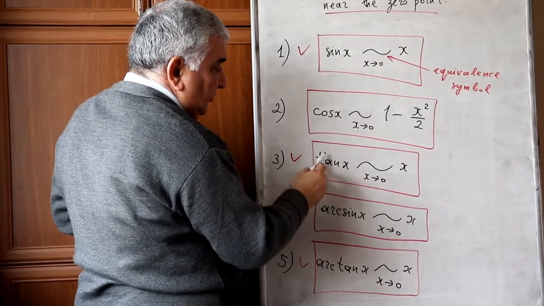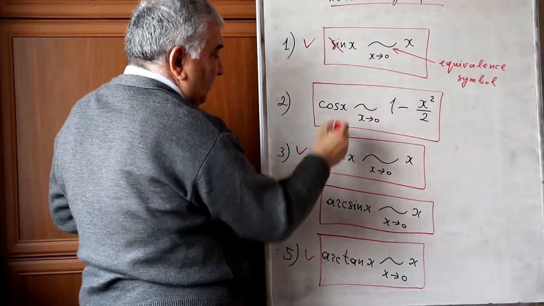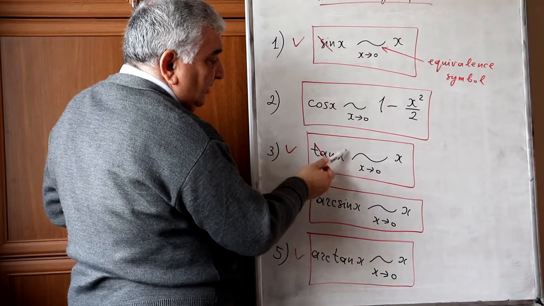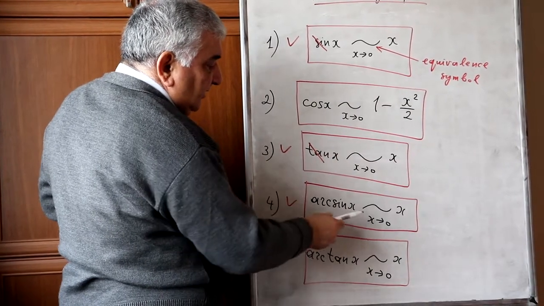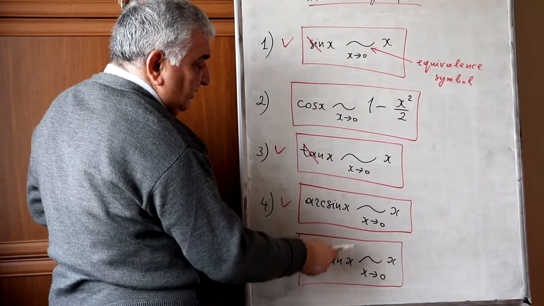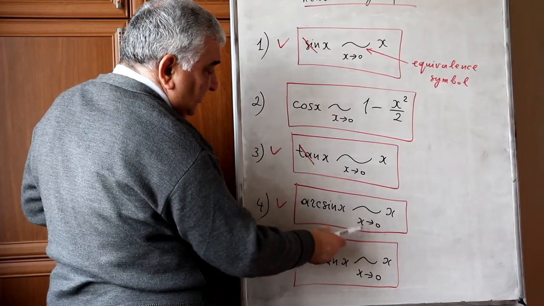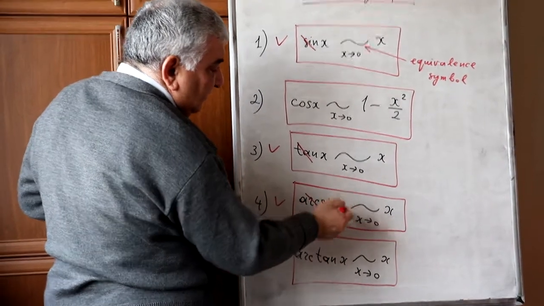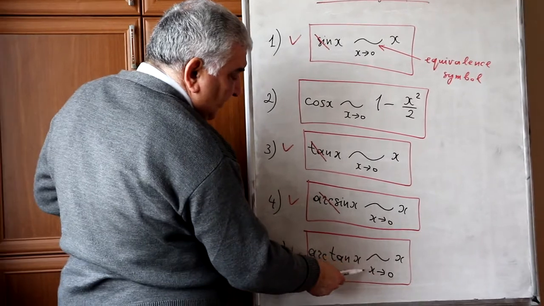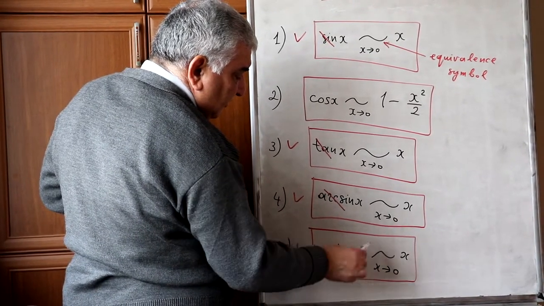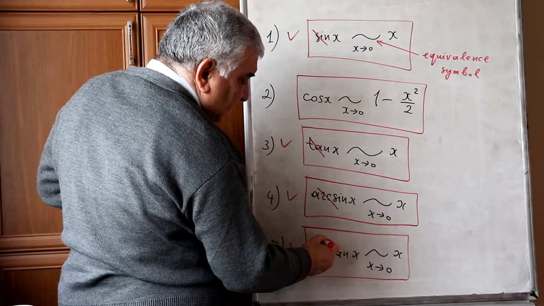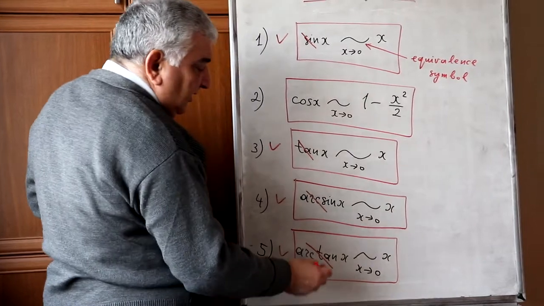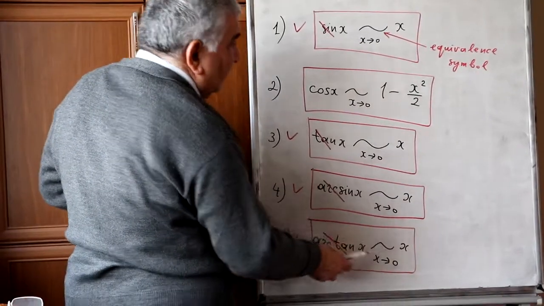Here, if x tends to 0, we can delete the symbol of the tangent function, and we have only x. Then also for arcsine x and arctangent x. If x tends to 0, then we can delete the symbol of the function, and we will have x. And finally, if here x tends to 0, then we can remove the arctangent symbol, and then we will have only x.